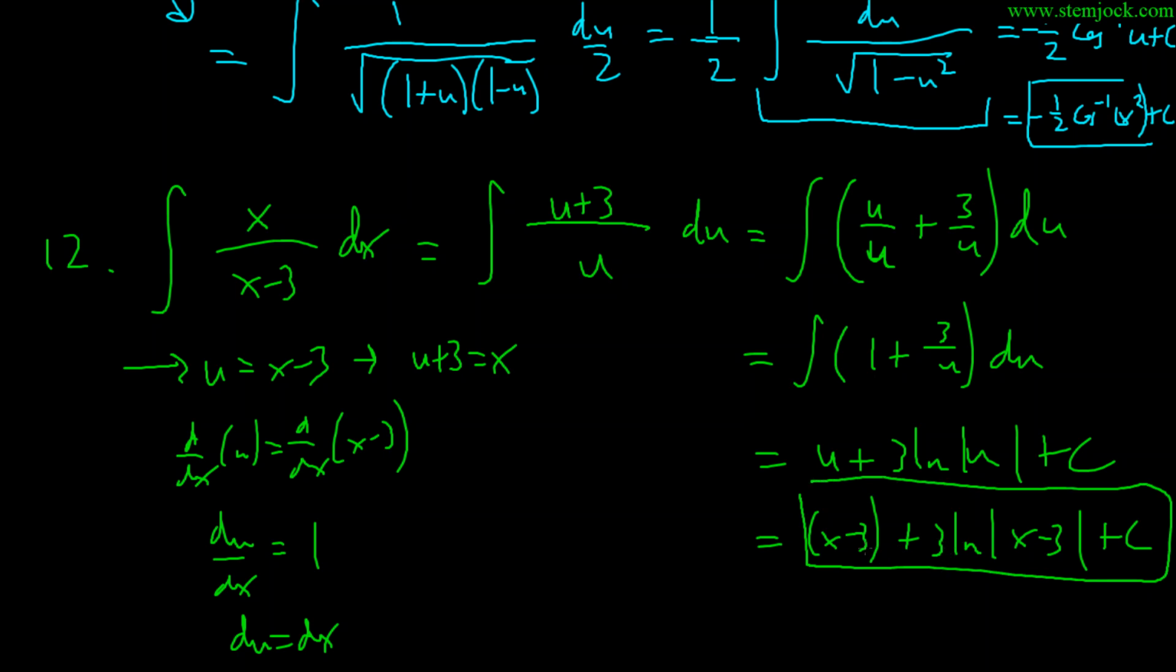I can combine this negative 3 with the c here to get x plus 3 ln absolute value x minus 3 plus d, so a new constant. This could be another way to write your answer. All right.